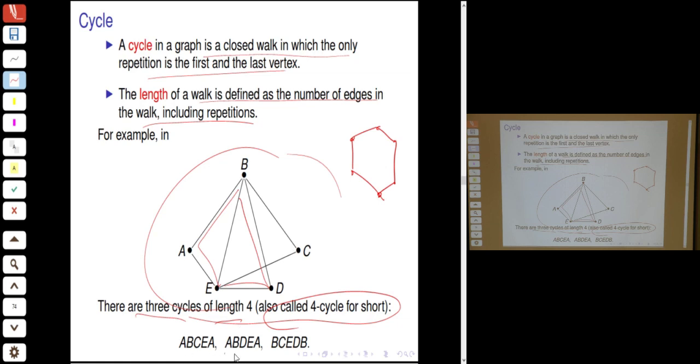So this is A, B, D, E, A. A, B, C, E, A is also a 4 cycle. So A, B, C, E, A. This is also a 4 cycle. And B, C, E, D, B. So B, C, E, D, B is also another 4 cycle. Notice that here the edges seem to intersect, but that's all right. Okay.